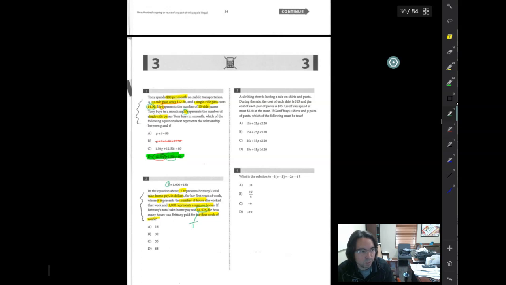We can just input those values. We have 1,576 is equal to 1,000 plus 18H. We're going to subtract 1,000 here, so we get 576 is equal to 18H. Now we realize we don't have a calculator here, and we have to divide by 18. So what we can possibly try to do.